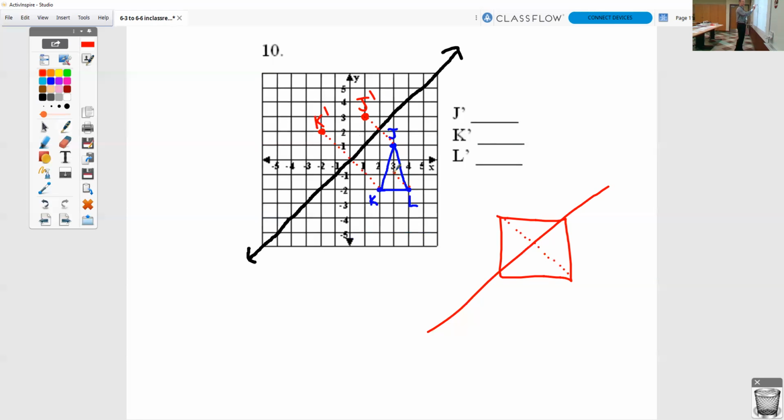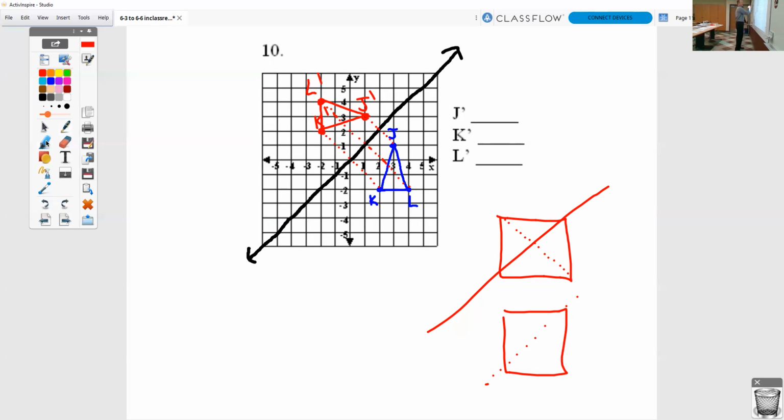L is 1, 2, 3 places corner to corner to the line, 1, 2, 3 places corner to corner away from the line is L prime. Connect your dots, and there's your new triangle. Again, you want to count corner to corner to the line. If the diagonal line was going the other way, we'd count corner to corner this way.